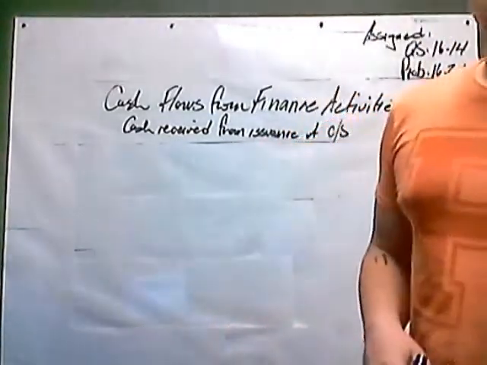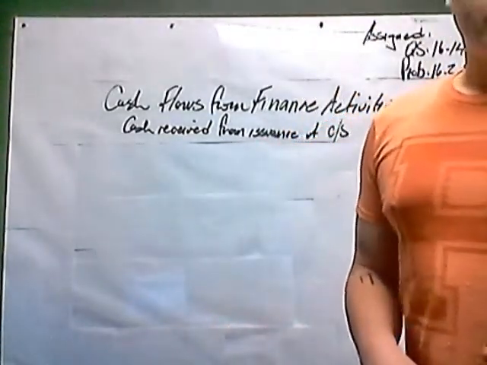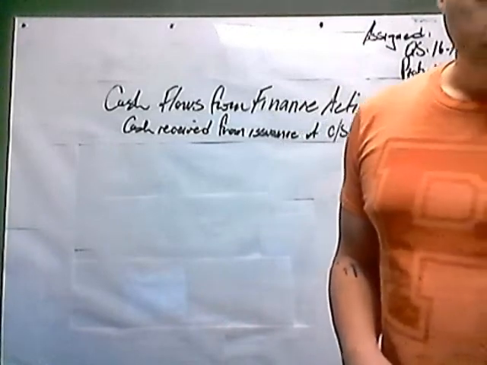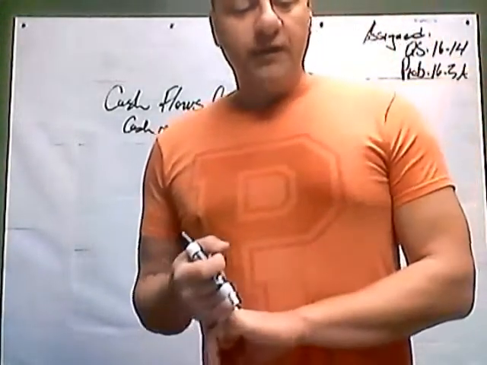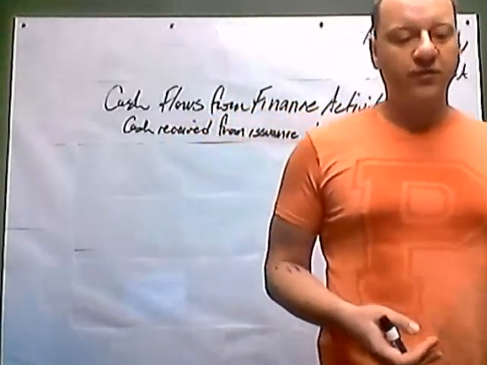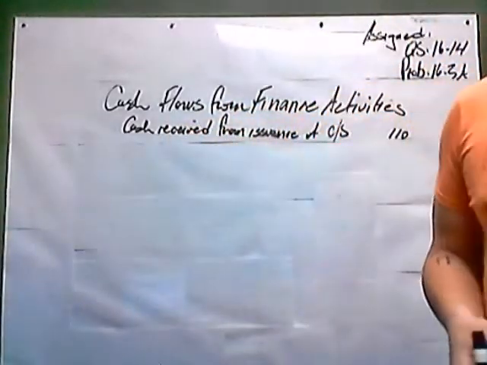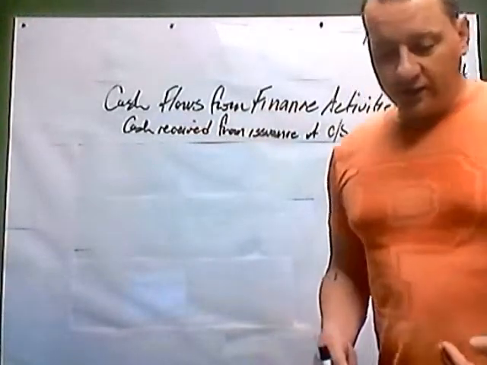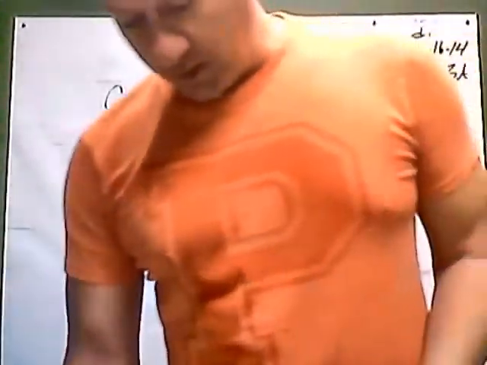Again, we've already reviewed what a finance activity is. Did we retire any loans? Did we take on any loans? Did we get cash for any loans? That would be financing. And then dividends. Did we pay out any dividends?